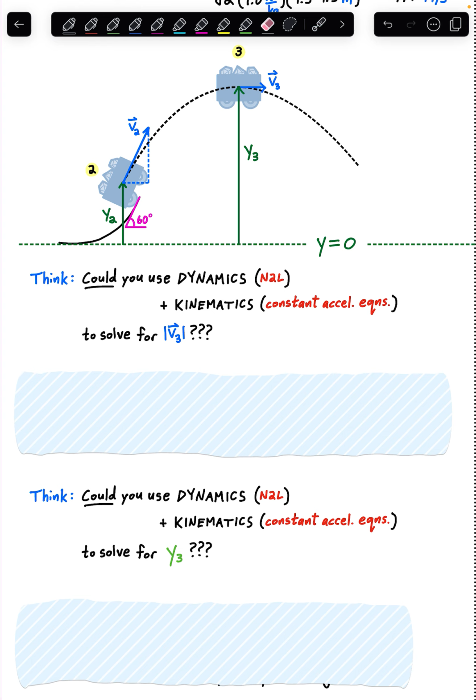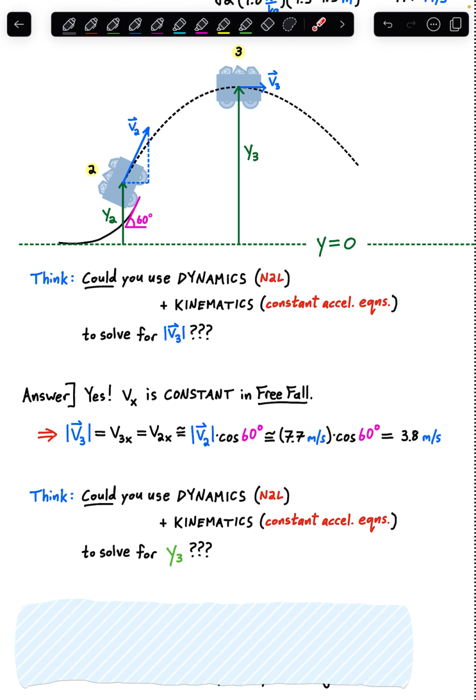Ready? Your answer should be yes, we can use the physics we already know about projectile motion, because we know that the x component of the velocity of a projectile is constant while it's in free fall. So this little vx here at moment 2, that will be identical to our speed here at moment 3. The speed at 3 is purely horizontal, since that's the high point of our path, and our velocity is always tangent to the path, so it's purely horizontal at the high point.